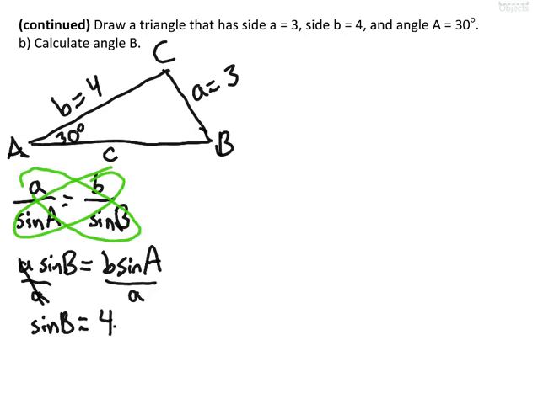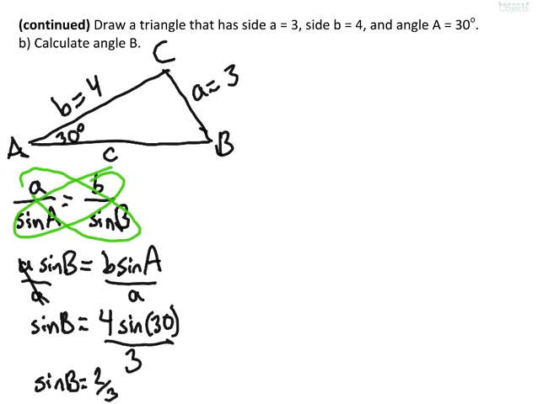Side B was 4, angle A is 30, and side A is 3. So you want to plug that all into your calculator: 4 times sine of 30, divided by 3. Sine B will be equal to 2/3, the fraction 2/3.